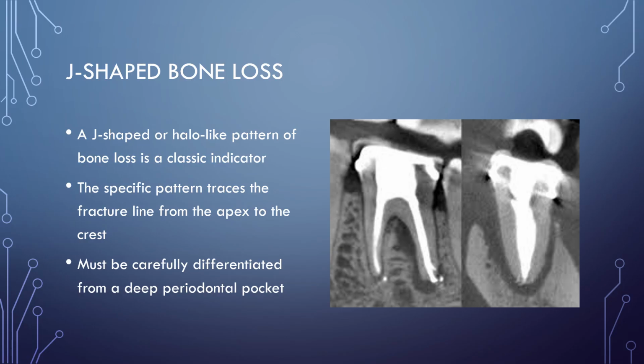While finding this J shape is a very strong indicator, you must be cautious during interpretation, as it can sometimes be difficult to radiographically differentiate from a deep, narrow, isolated periodontal pocket. Therefore, thorough clinical probing must always correlate with your CBCT findings to make a definitive diagnosis.